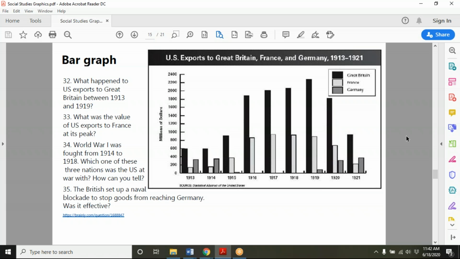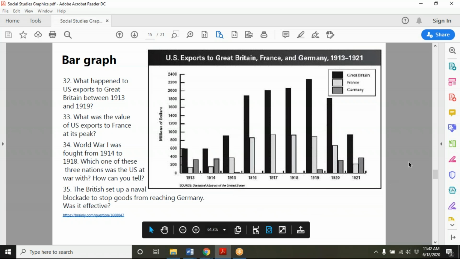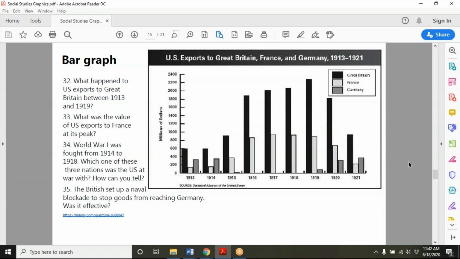It's important to know. So number 32, what happened to U.S. exports to Great Britain between 1913 and 1919? How would we summarize that? U.S. exports to Great Britain on this graph. I would say they increased. Yeah, they go up. The question is from 1913 to 1919, so that's just up, up, up, up. They go down after that, but that's not what the question is. So yes, they increased.